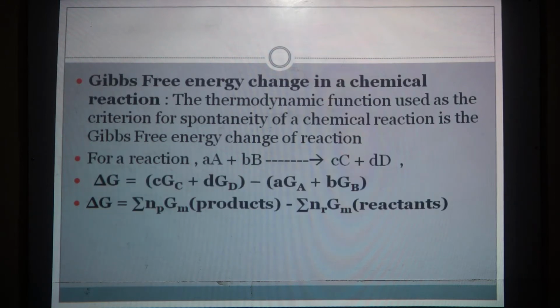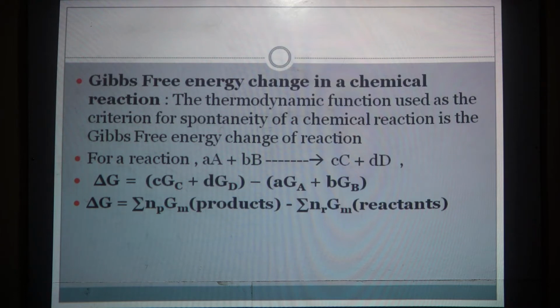Gibbs free energy change in a chemical reaction. The thermodynamic function used as the criterion for spontaneity of a chemical reaction is the Gibbs free energy change of the reaction. For a reaction, suppose aA plus bB gives you cC plus dD. Here small letters indicate number of moles and capital letters indicate reactants or products. A and B are the reactants, C and D are the products.